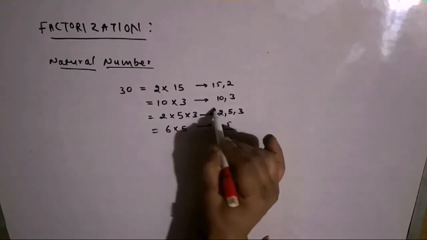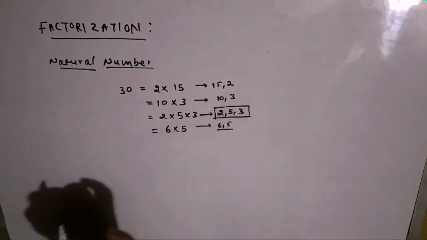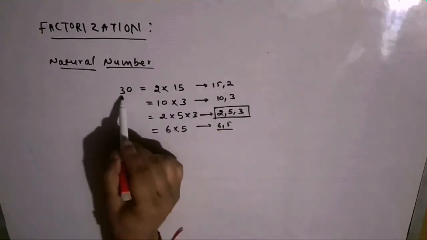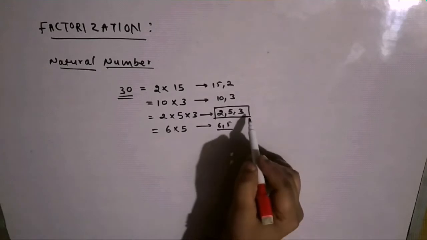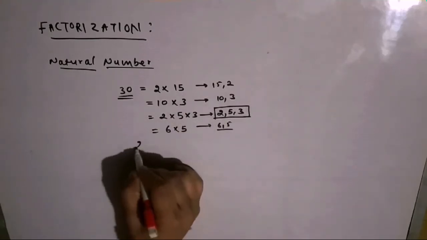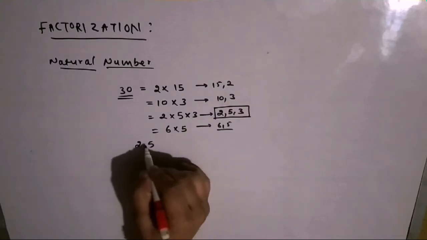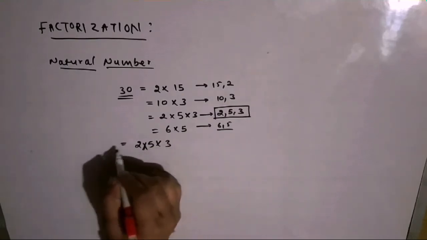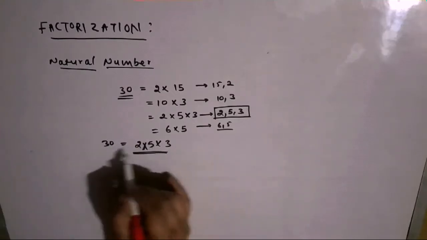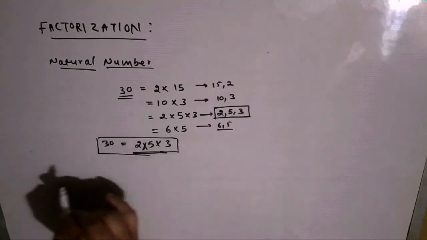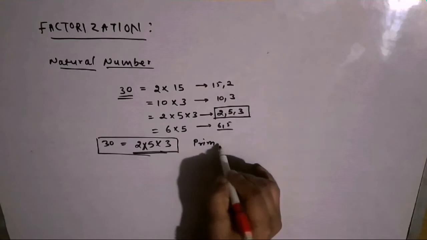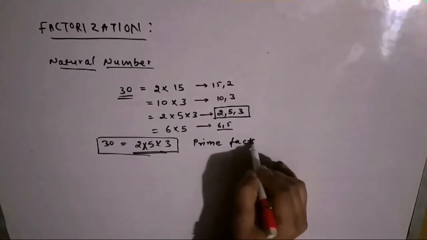If you see 2, 5 and 3, that is the smallest form in which 30 can be written as a product. These numbers cannot be subdivided further. If you write 2, 5 and 3, it means 2 into 5 into 3 is 30. So further this cannot be subdivided. That is the smallest part in which 30 can be written. That notation is basically called the prime factors, right?